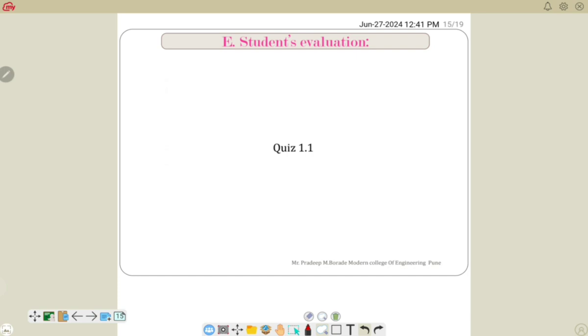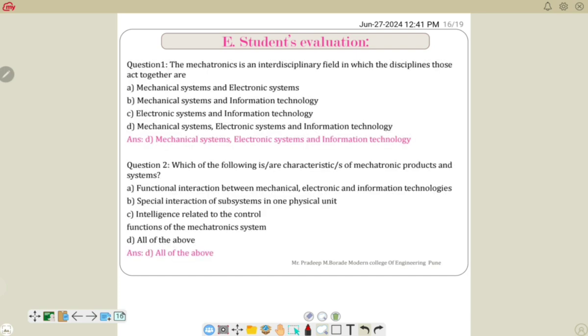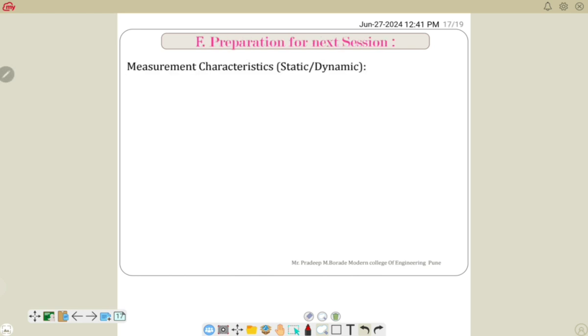So we will stop here. We just reviewed the introduction to mechatronic systems and their applications. In the second session we will start the measurement characteristics. Generally, measurement characteristics are classified into static and dynamic.